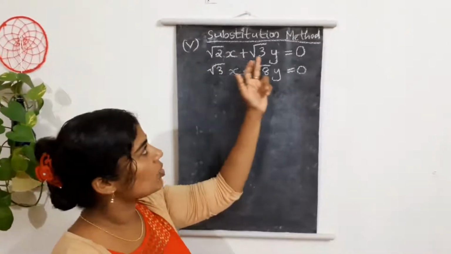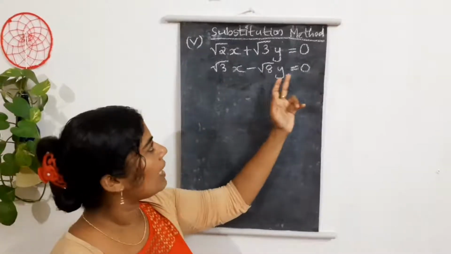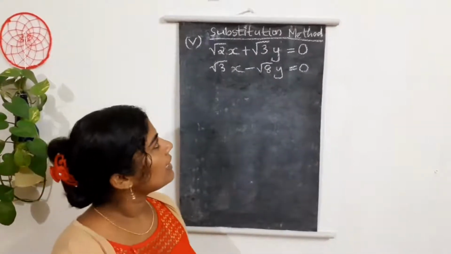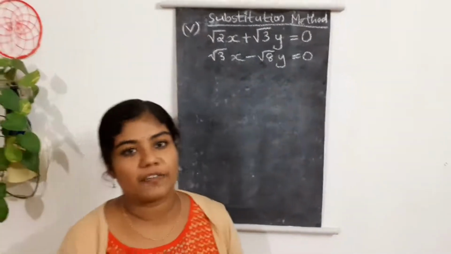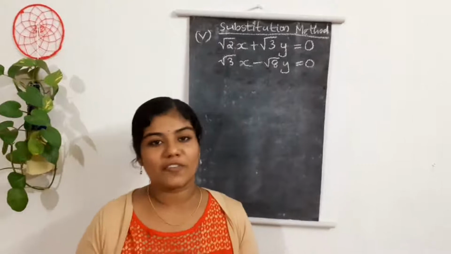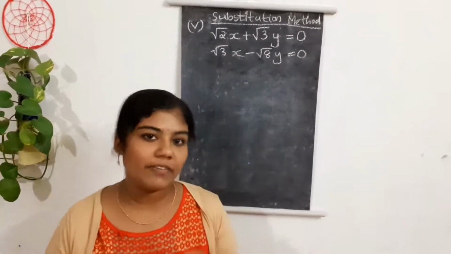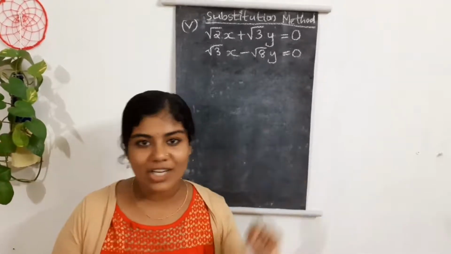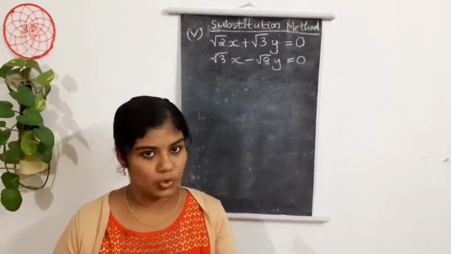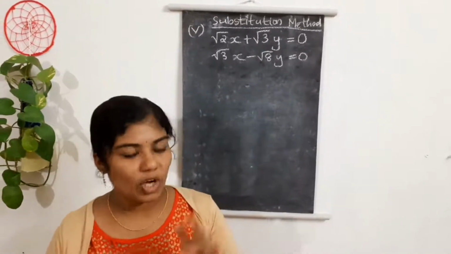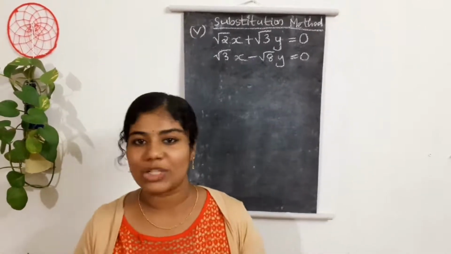Root 2x plus root 3y equal to 0. Root 3x minus root 8y equal to 0. So here, comparing the x's, the coefficient is different. Comparing y also, the coefficient is different. We know that it's not the same. If it is the same only, we can do it. So first, in the introduction part, I explained how we have to do it. Either the x or y coefficient you make the same, then only you can do this.